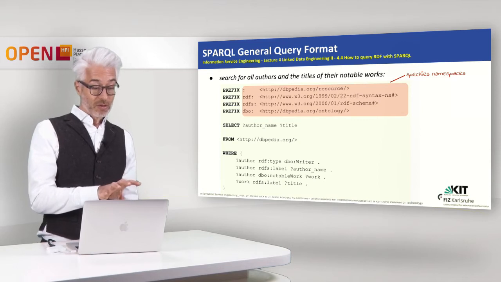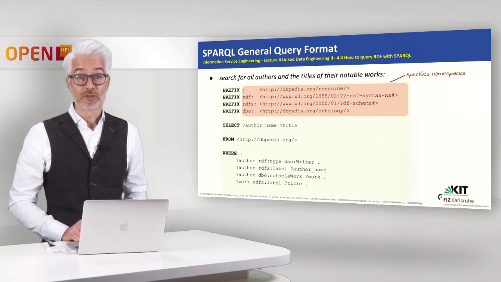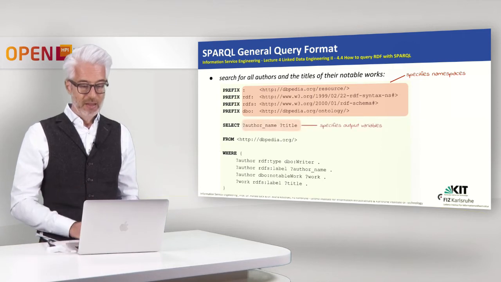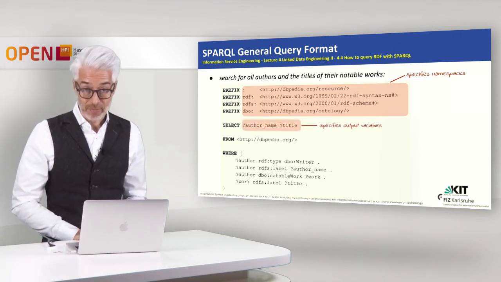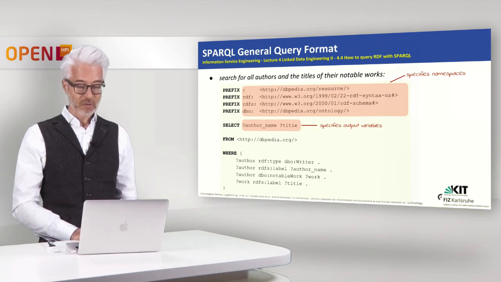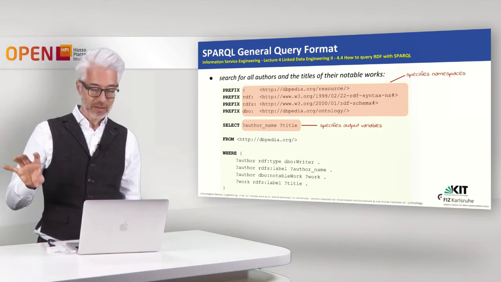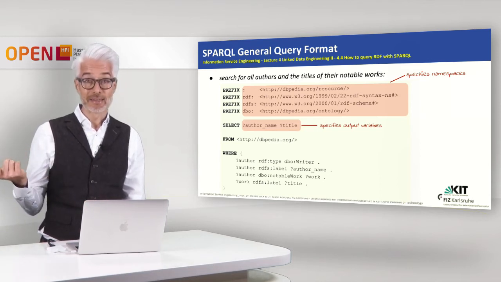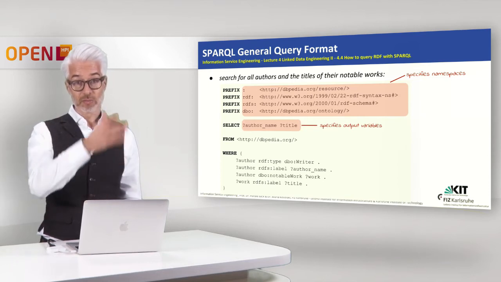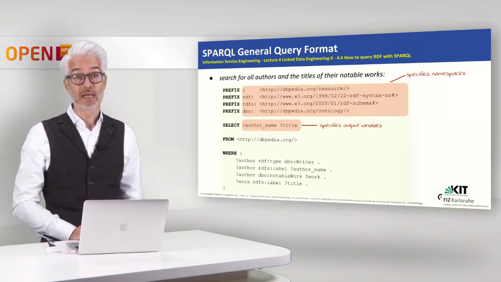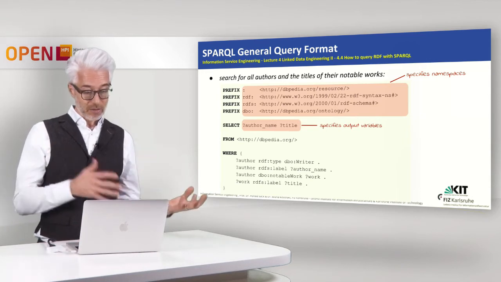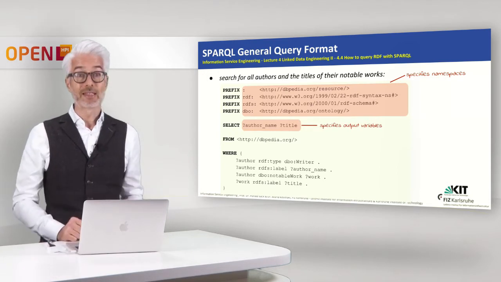What do I want to do with that query? It states we want to search for all the authors and all the titles of their notable works. Okay, so let's start. First of all, we need a select statement. So we select certain variables. In our resulting table, there should be the author name and then the titles of their notable works. So we have 2 columns: one will be author name, one will be the title. And these are the variables which are usually noted directly after the select keyword.